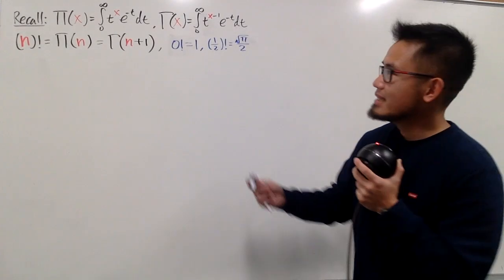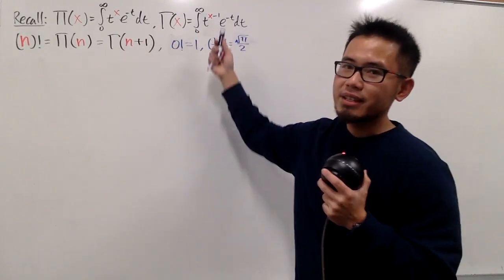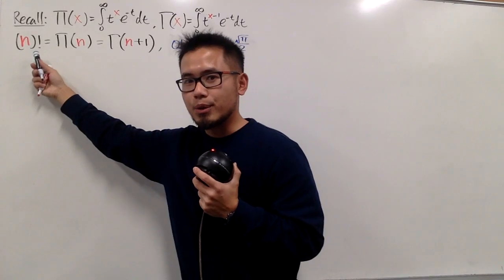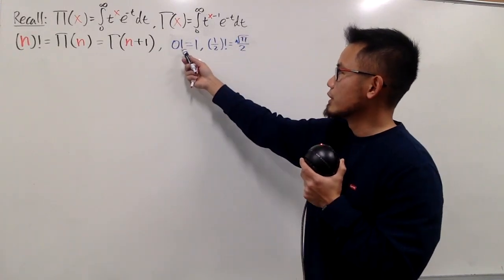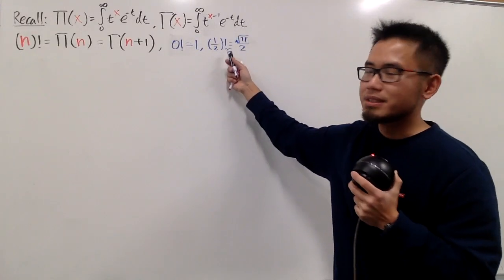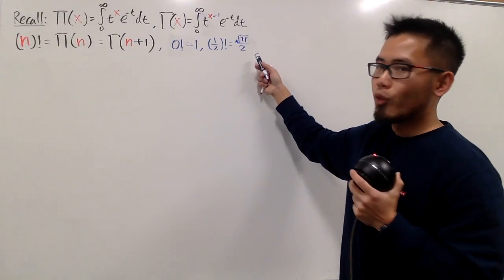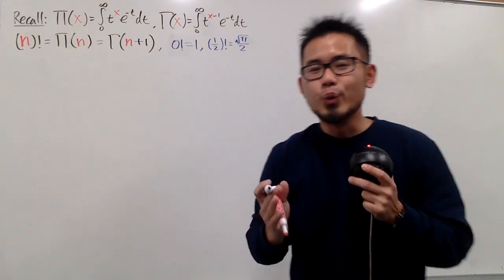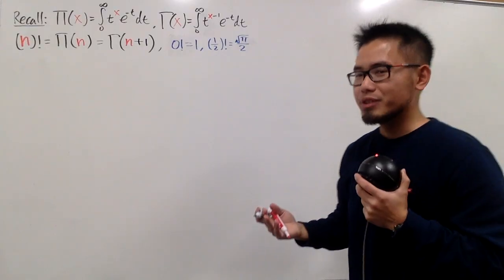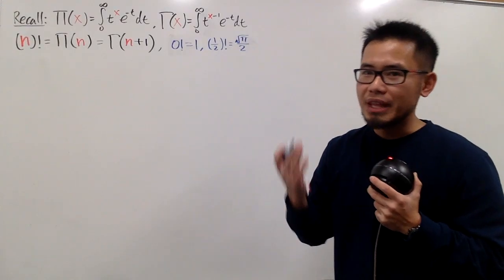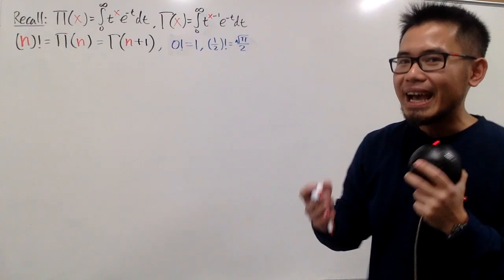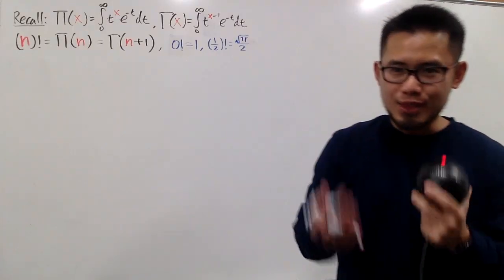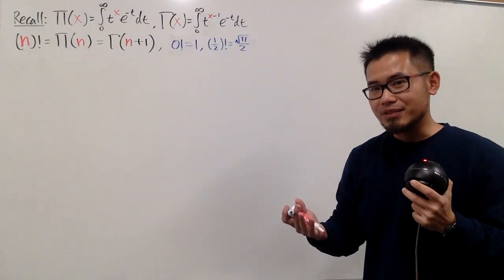Okay, last time I showed you guys the pi function and also the gamma function, and they are just ways to extend the concept of factorial. And we also saw that 0 factorial is equal to 1, and 1/2 factorial is equal to square root of pi over 2. And today, we will do more. And of course, now the question is, can we actually have some negative factorial? And the answer to that is yes and no. So let me show you guys a yes first.